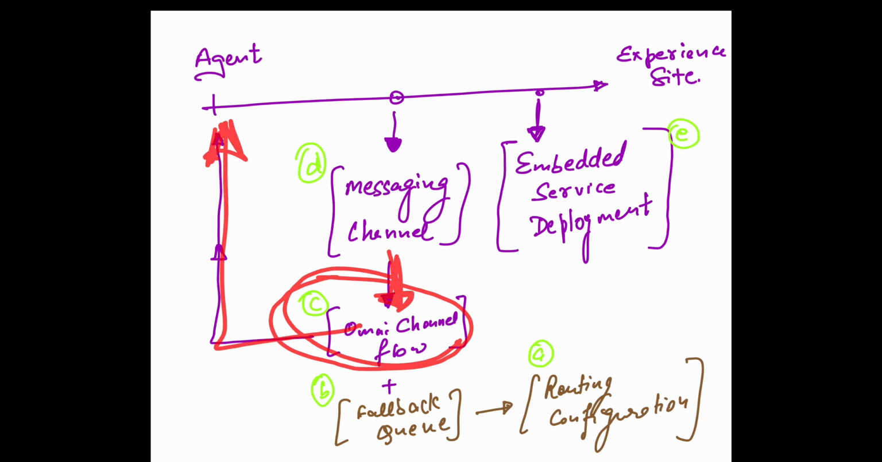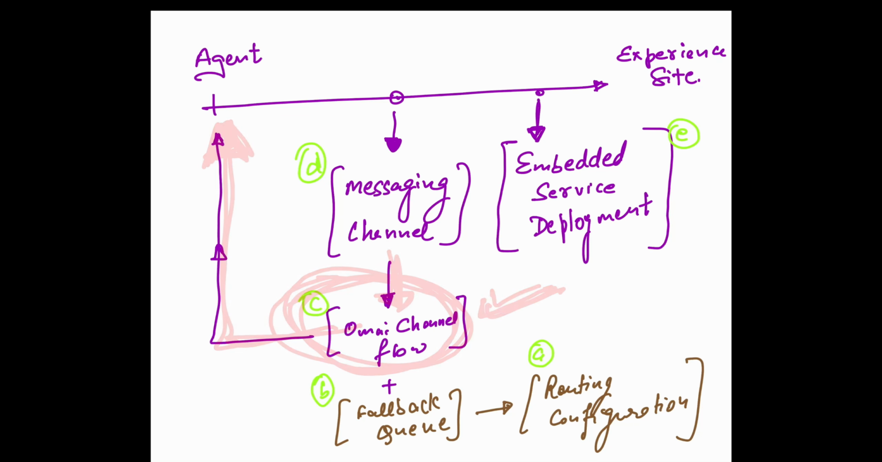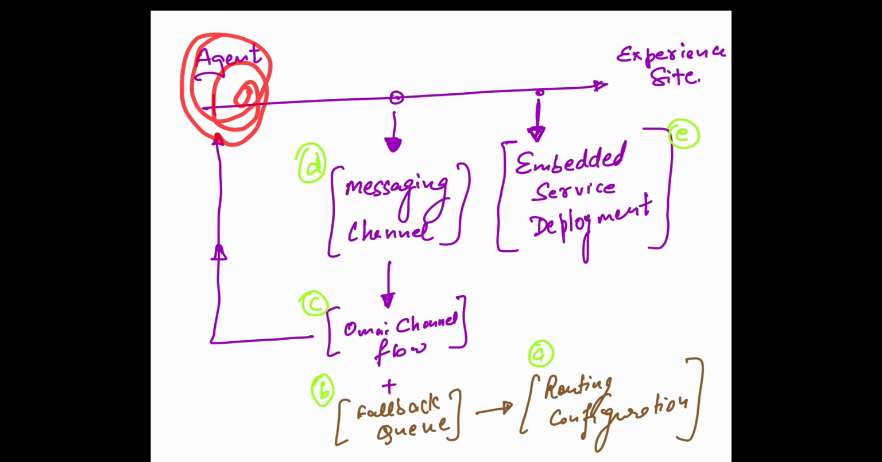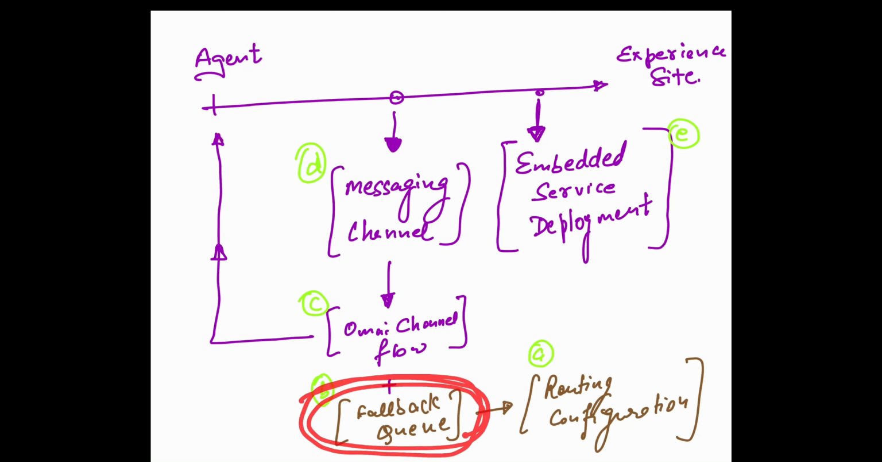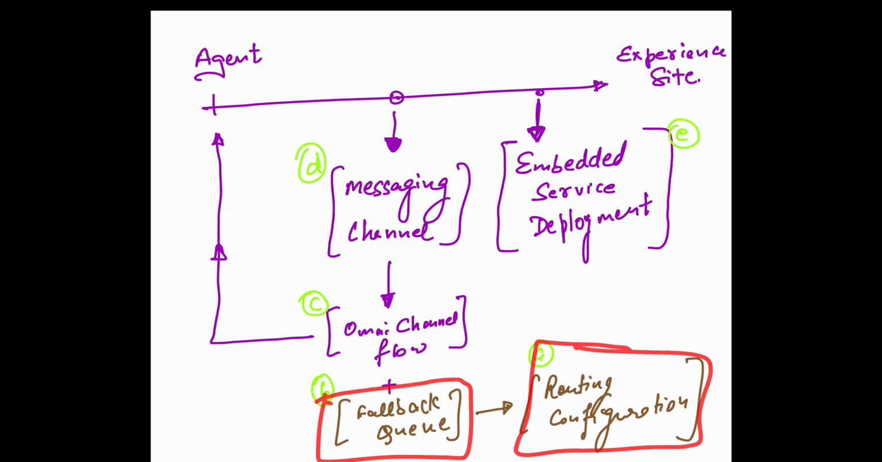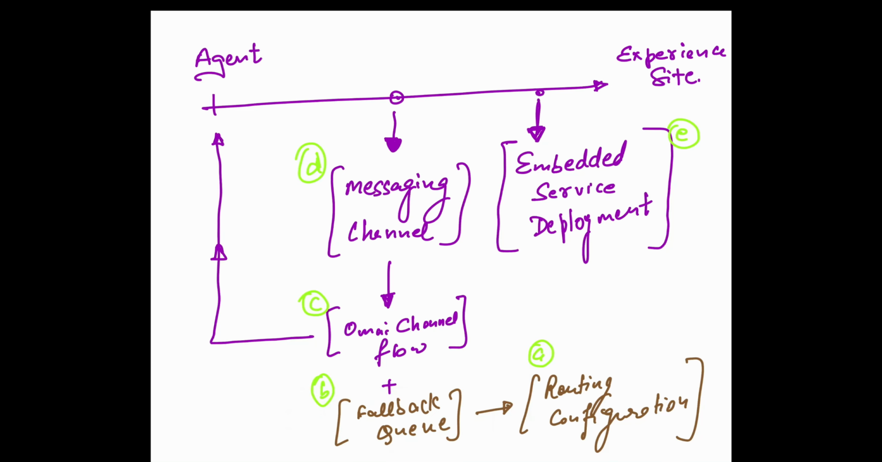So I need to make sure that the omni-channel flow is created and invokes the custom agent which we have created, and then the messaging channel can use this omni-channel flow. Now, in case the agent is not available or there is any failure in invoking this agent, then that has to go to the fallback queue. So we should also have this fallback queue with us, and to work on this fallback queue, we should have a routing configuration.